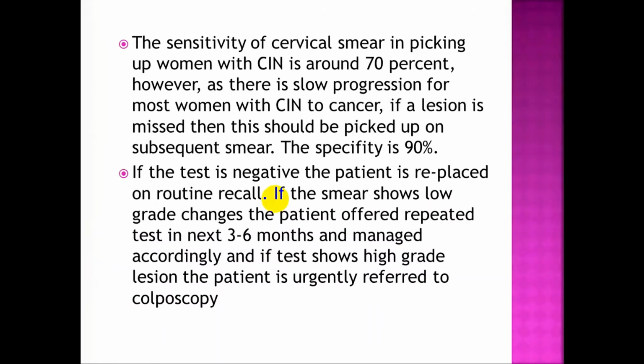The sensitivity of cervical smear in picking up women with CIN is around 70%. However, as there is slow progression for most women with CIN to cancer, if a lesion is missed, then this should be picked up on subsequent smear. The specificity is 90%. If the test is negative, the patient is returned to routine recall. If the smear shows low-grade changes, the patient is offered repeated tests in the next 3 to 6 months and managed accordingly. And if this shows a high-grade lesion, the patient is urgently referred to colposcopy.